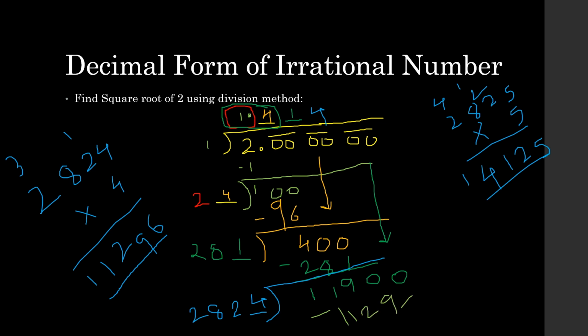and here it will be 11,296. Now since we have taken 3 sets of zeros, we got 3 digits after decimal. If you want the fourth digit, again you will take one set of 0 and you will solve. So this will continue, and the digits after decimal will be infinite. So this is how we solve the irrational numbers with the division method. Similarly we can solve it for root 3, root 5, root 7 and so on.